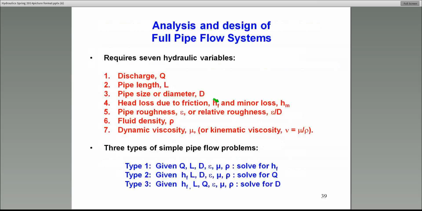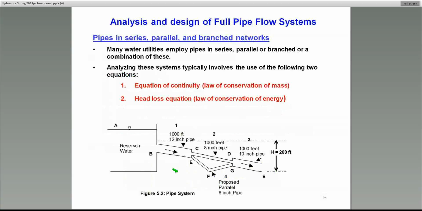Typical problems. These are what you might see on the exam. I call them type 1, type 2, and type 3 problems, but most of the time I would say type 2, where the head loss is given and you're asked to calculate the flow rate in the pipe system. Here are all the variables generally involved. We have seen them all up to this point. So let's move ahead and look at some typical problems.